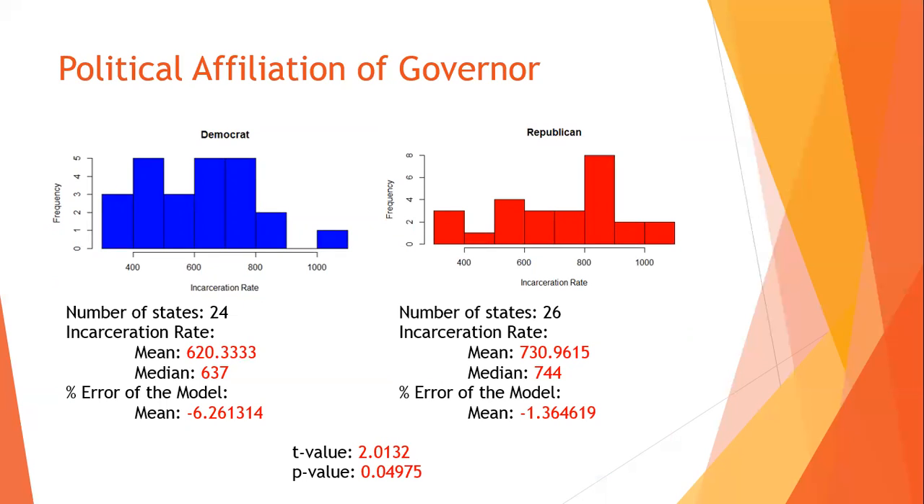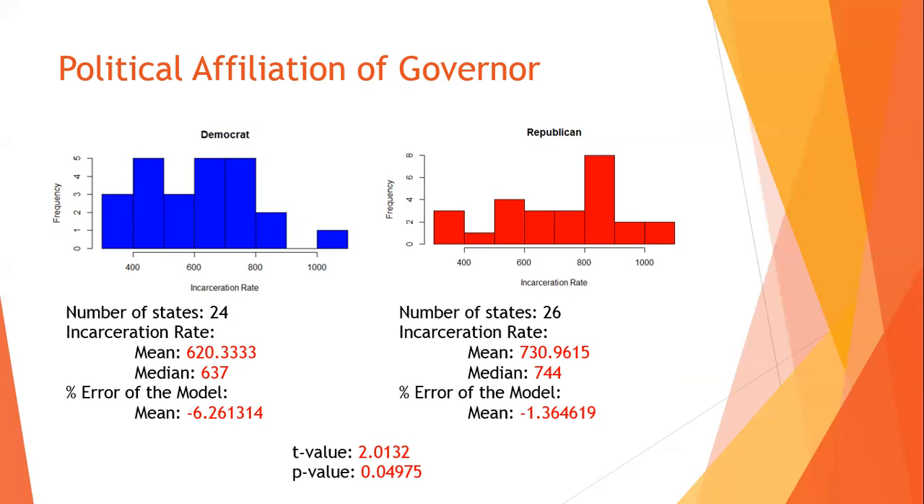I wanted to look at this categorized by the political affiliation of the governors. So the histograms that are included are the frequencies of the incarceration rate. The one on the left is for states with Democratic governors, and the one on the right is for states with Republican governors. As we can see, the incarceration rate is lower in states with Democratic governors, with a mean of 620.333 versus the mean of the Republican governed states, which is 730.9615.